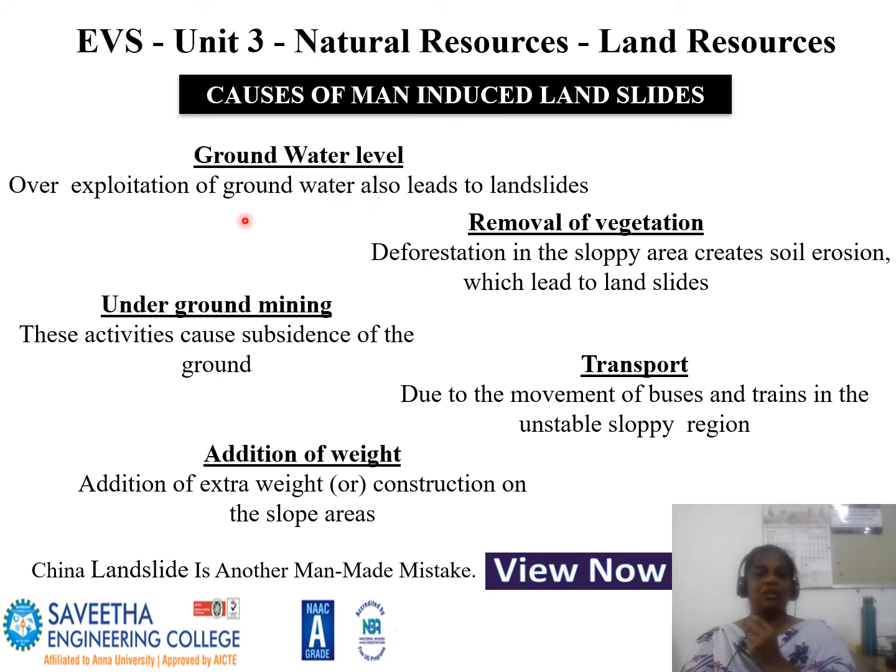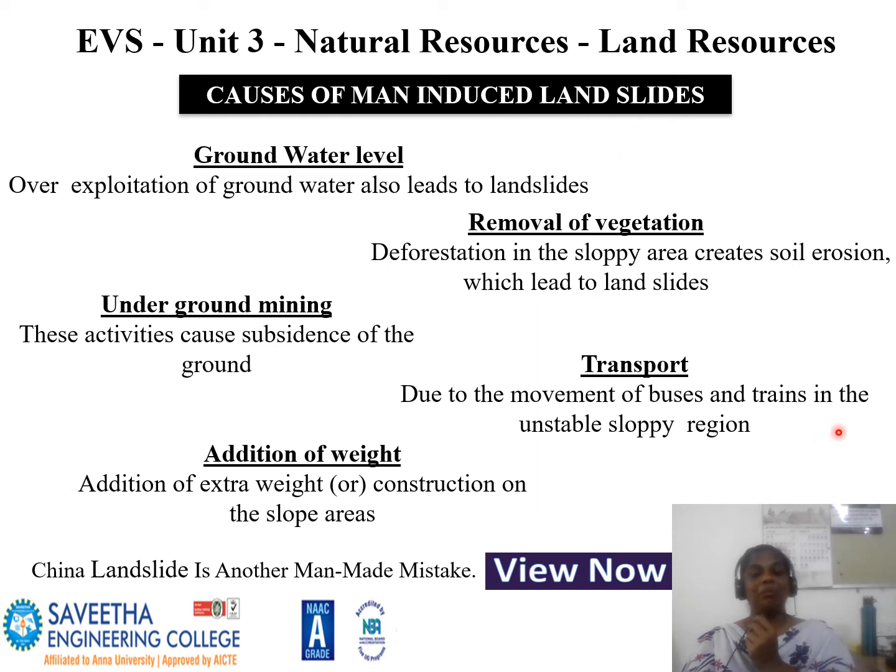It could be over-exploitation of groundwater, so that landslides could occur. The second one is removal of vegetation. Deforestation, especially in slopey areas, creates soil erosion, which leads to landslides. And thirdly, underground mining. These activities cause subsidence of the ground. Then transport, due to the movement of buses and trains in the unstable slopey region, will cause landslides. And addition of weight: if extra weight or construction on slopey areas is added, that will definitely lead to man-induced landslides.